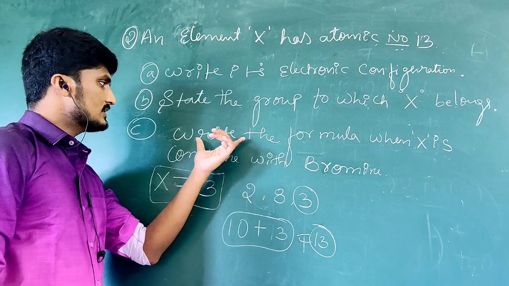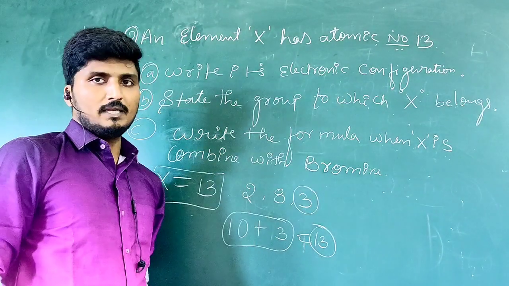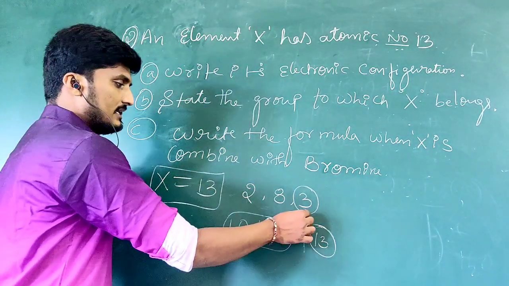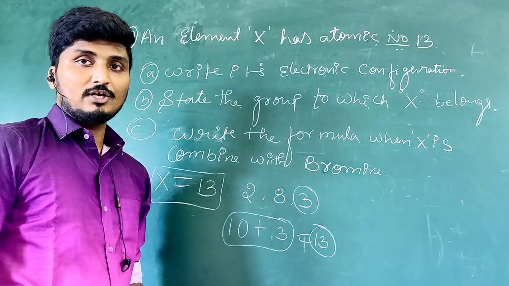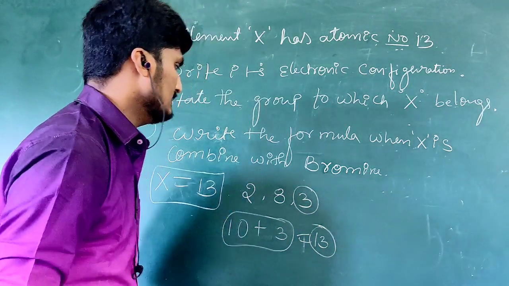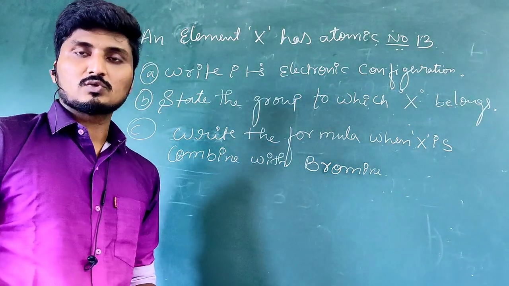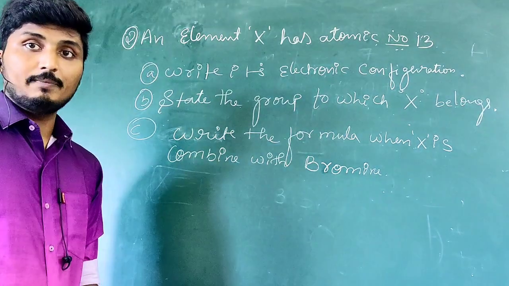The third question is, write the formula when X is combined with bromine. We know the valence electrons, so by this we can easily find out the valency of X. And we know the valency of bromine also. What is the valency of bromine? Bromine belongs to the 17th group, hence its valency will be 1.